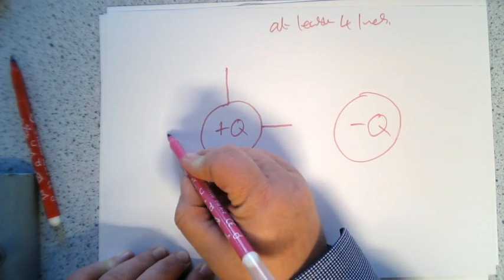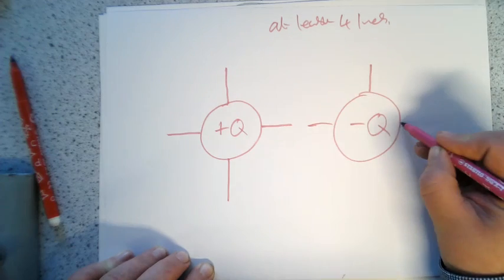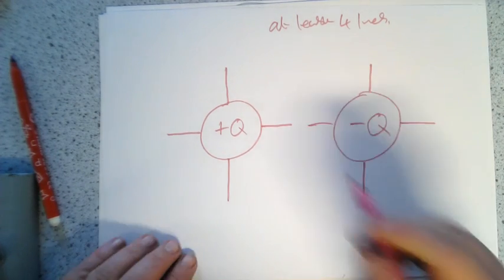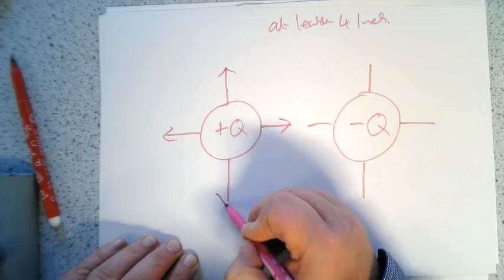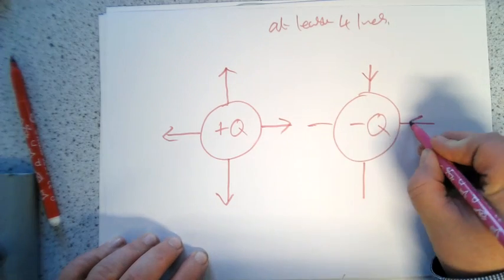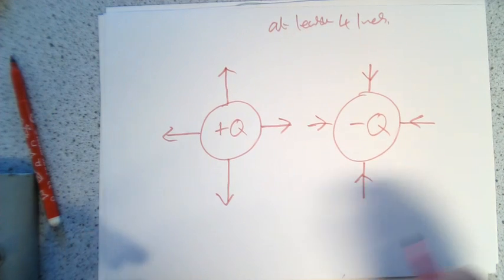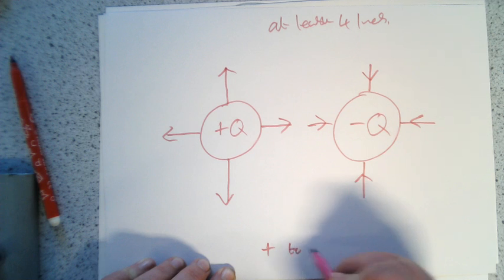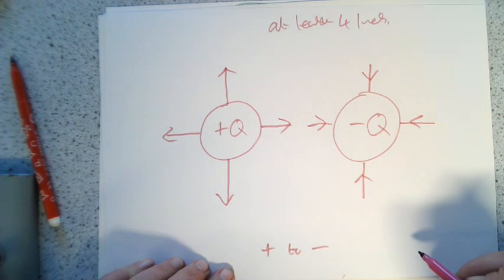So I'm putting 4 lines on here. I'm going to put 4 lines on this one as well, okay? And if it's a positive charge, we have arrows going away from the object. If it's a negative charge, we have arrows going towards the object. Very, very important there. So remember, charge flows from positive to negative. So positive away, negative towards, okay?